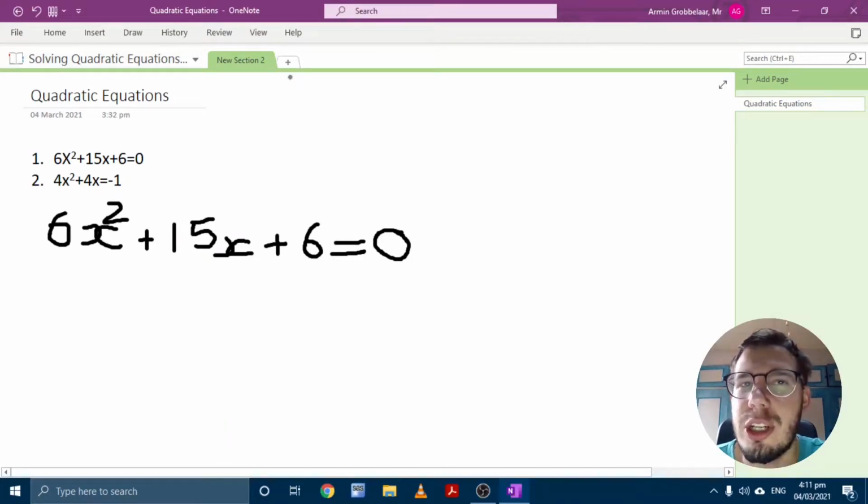Today we are discussing quadratic equations. We're going to start with this first one: 6x squared plus 15x plus 6 is equal to 0.